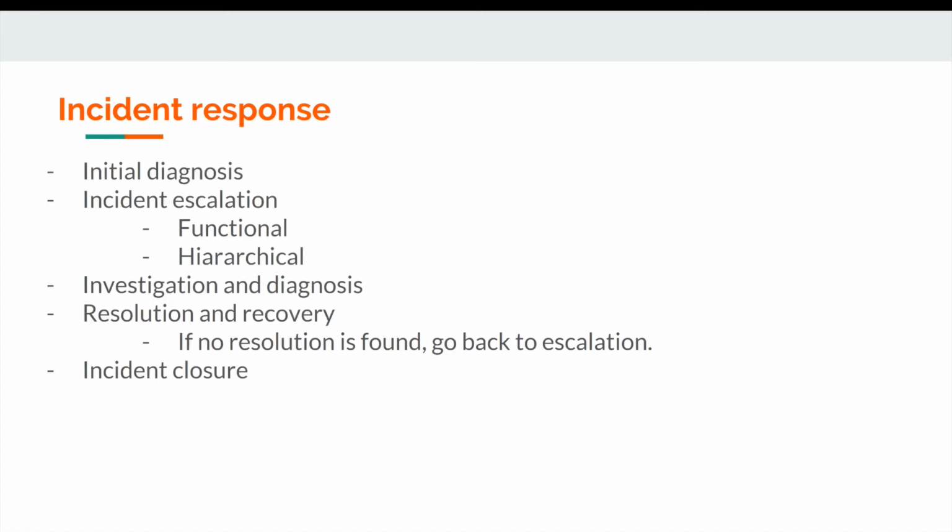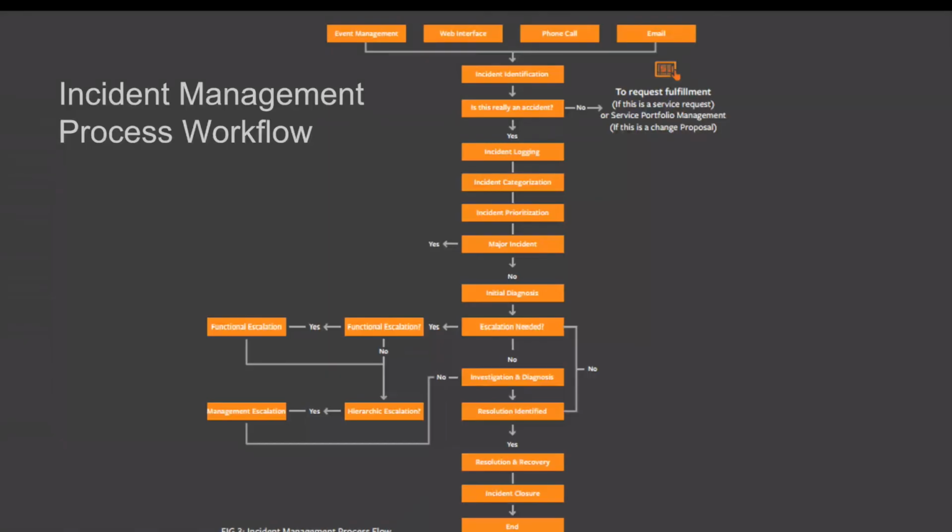At this point, if no resolution has been found, then we go back to escalation, passing it off to the proper teams and or escalating priority again. Lastly, you have your incident closure, which is where you close out your incident and the process ends. So this here is our incident management process workflow, and it shows kind of start to finish how we deal with incidents.